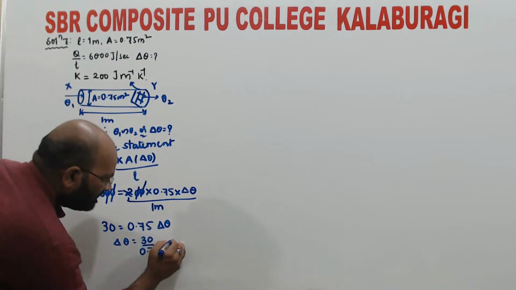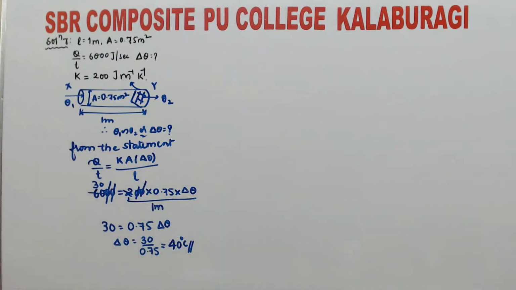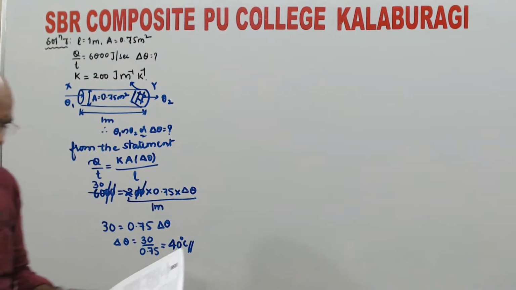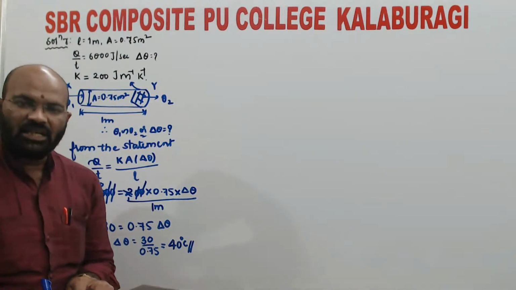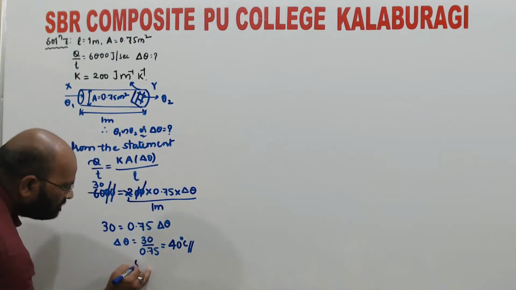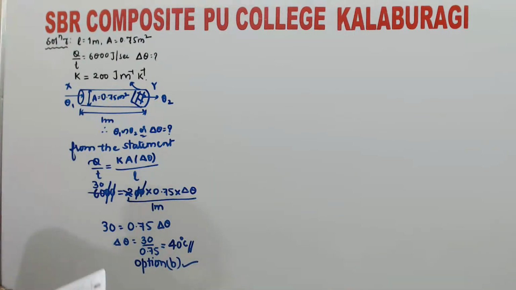If I divide this, you will get 40 degrees Celsius. You see which is the correct option from the given condition. Question number 7. You see the question number 7. Option B is the correct answer. Hence, option B is the correct one.